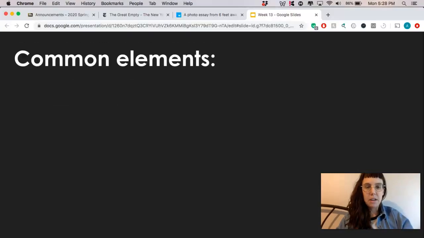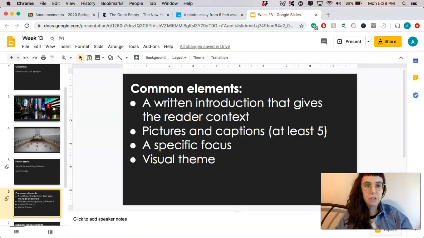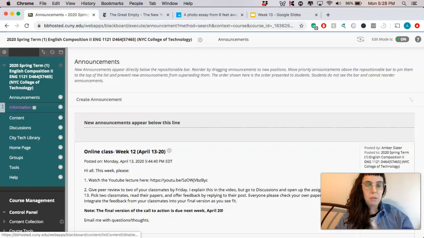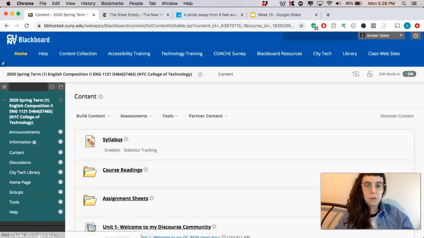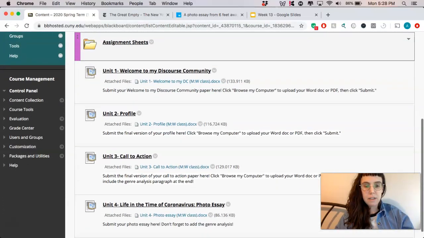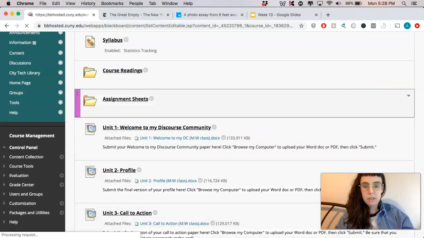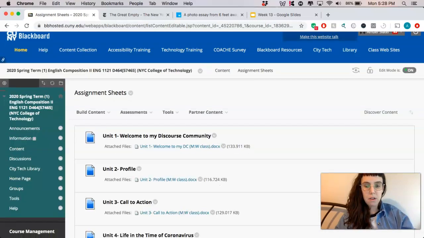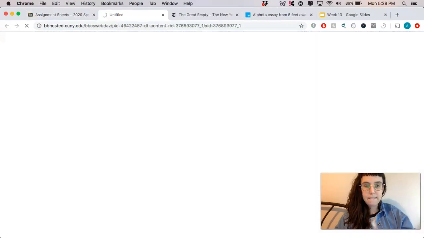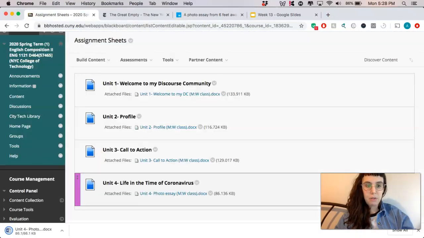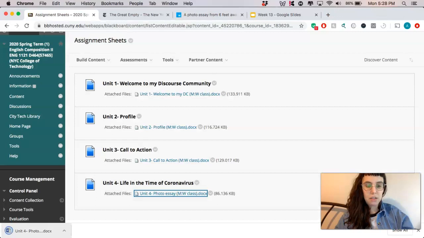Okay, before we get into common elements, I want to show you the assignment sheet for the project. So I'm going to go onto the content page for one of my Monday, Wednesday classes. So if you go under content, you can find the assignment sheet either under Unit 4 or in this assignment sheets tab. And I just want to go over this with you guys.